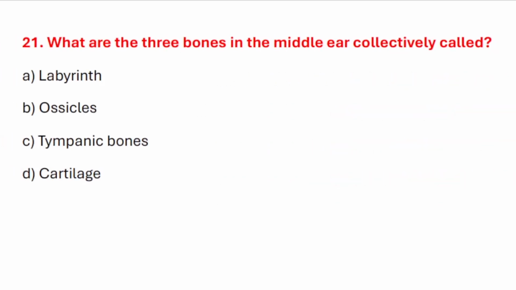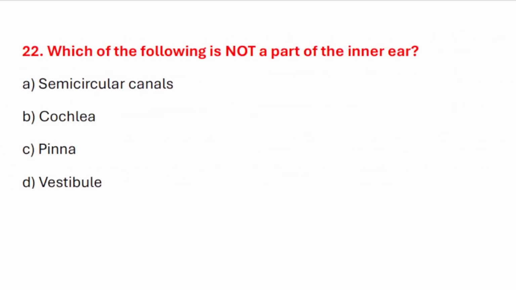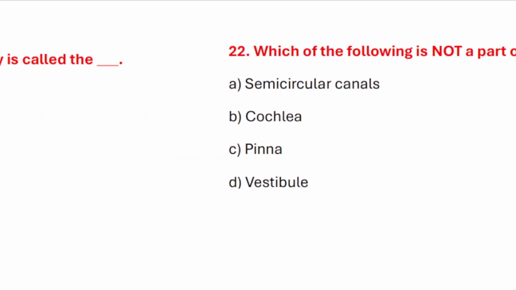Question number 21. What are the three bones in the middle ear collectively called? Correct answer is option B, ossicles. Question number 22. Which of the following is not a part of the inner ear? Correct answer is option C, pinna.